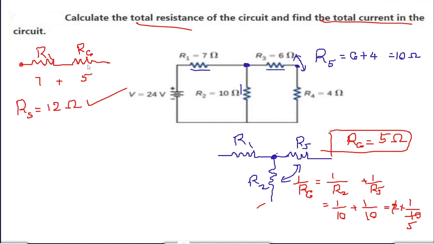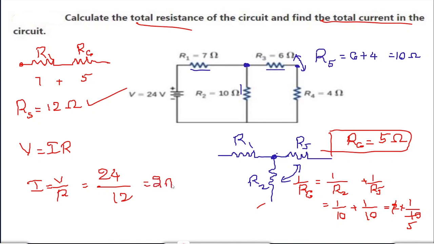Now here's the total current, right? So for the total current in this circuit, V is equal to IR. So I is nothing but V by R. So what is V here? V is simply, they have mentioned, 24, divided by R which is 12. So simply we have 2 amperes of current in this circuit, right?